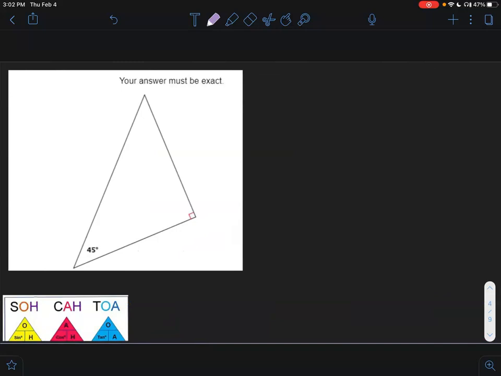So here we go. We have a 45, 45 triangle, and we want to identify the ratios for our 45, 45 triangle and leaving them in that exact format. So for starters, what we need to remember is that we do have an isosceles right triangle, and we know that that means our side ratios are 1 and 1, with our hypotenuse being the square root of 2.